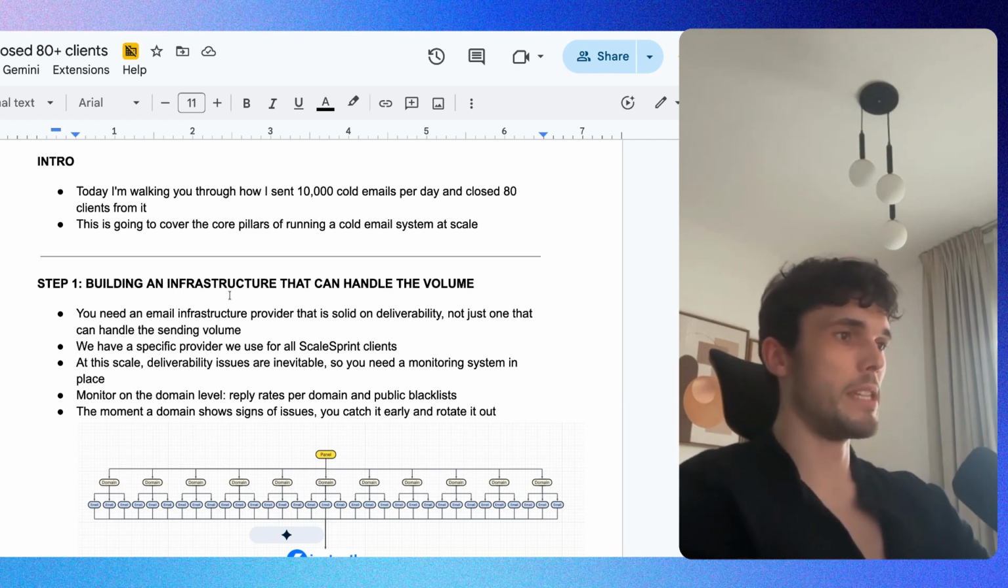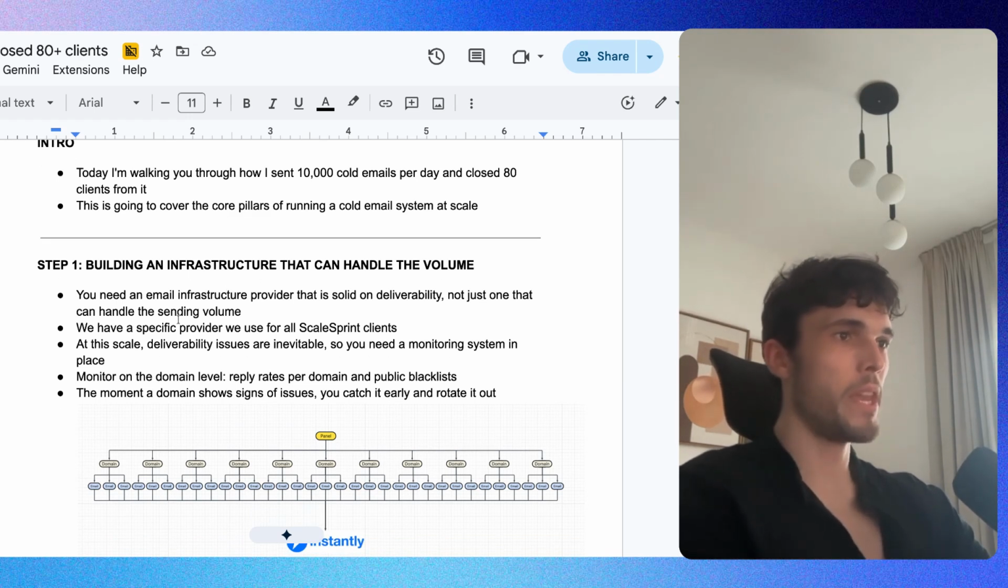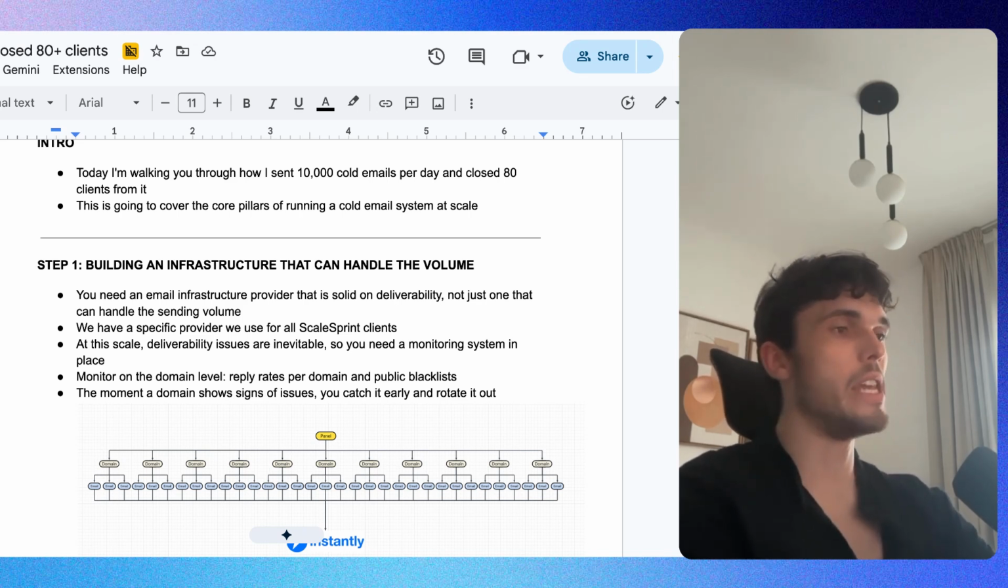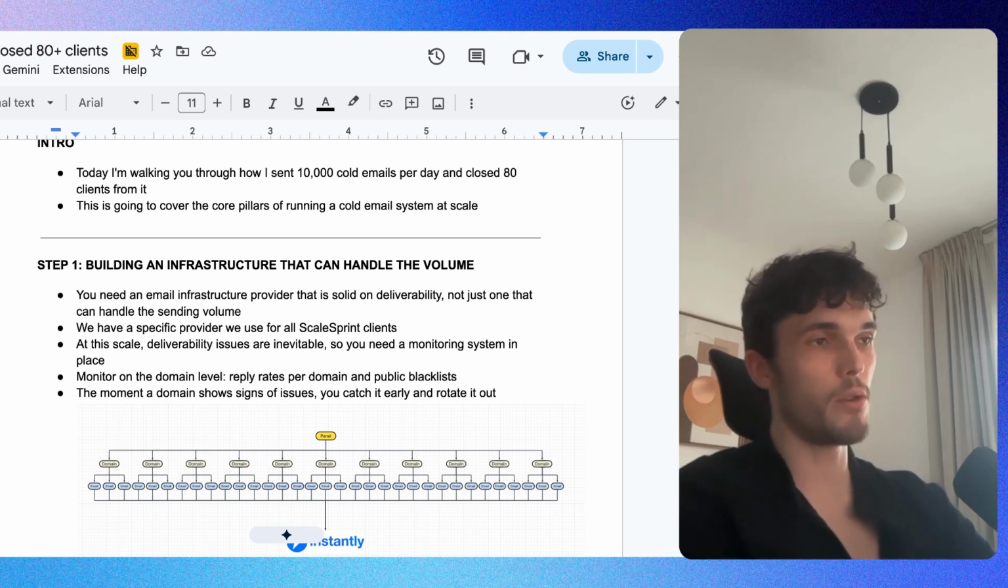And we've also built a system where we're able to detect email deliverability problems on the domain level, which is typically where they happen. They don't happen on the individual email account level, they happen on the domain level. So we can monitor reply rates and public blacklists to see if any domain has a reduction in its sending reputation, and then it can be switched out with a different domain.